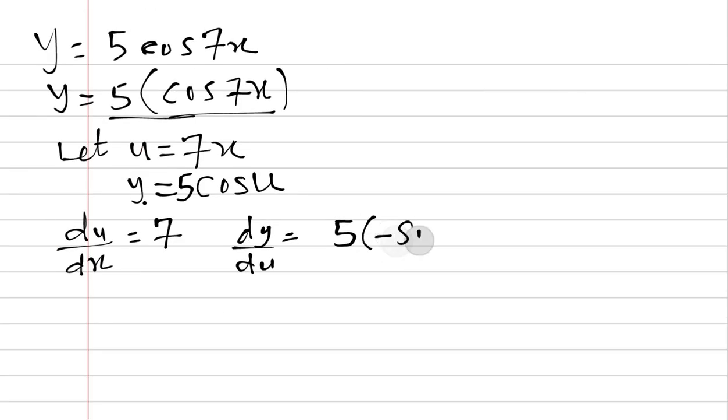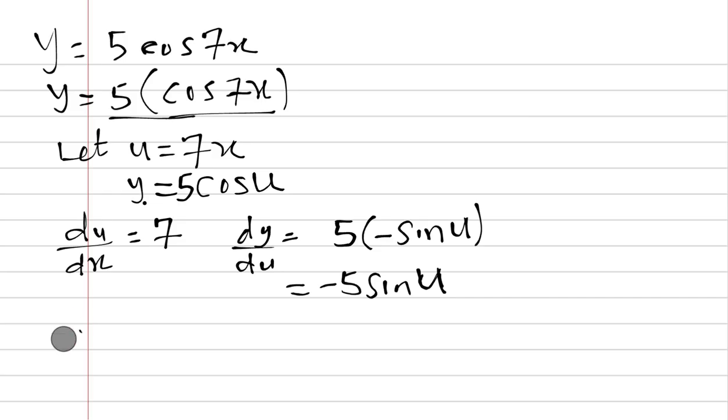Minus sine u. Are you seeing? That means it will be minus 5 sine u. It will not become just 5 minus sine u. The minus will be multiplied by the 5. So that will become minus 5 sine u. Do you understand that now?